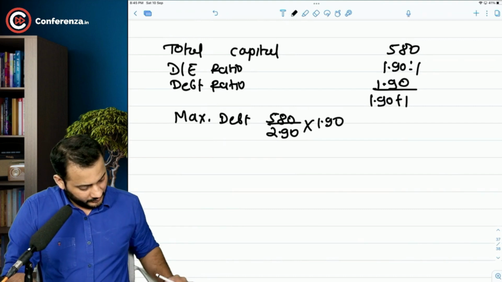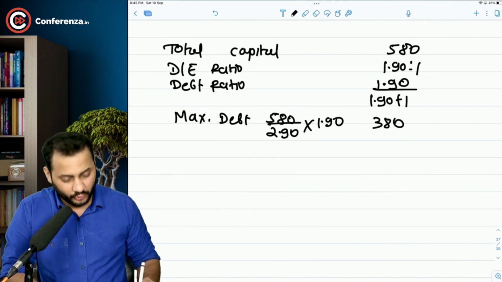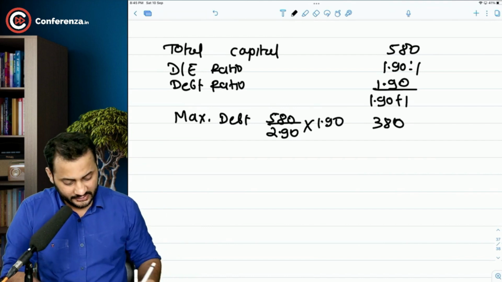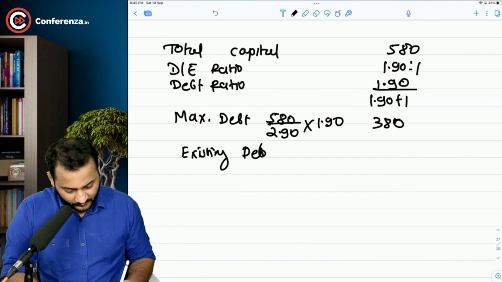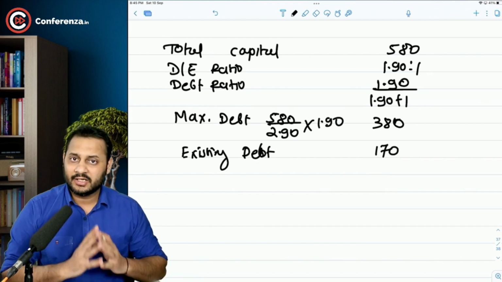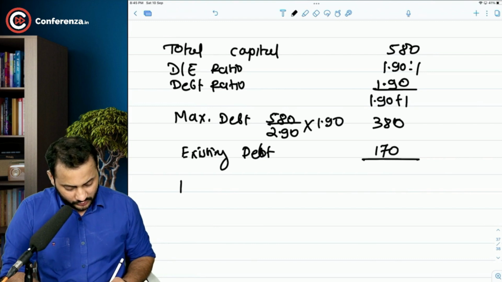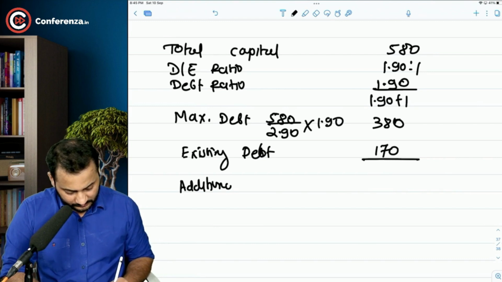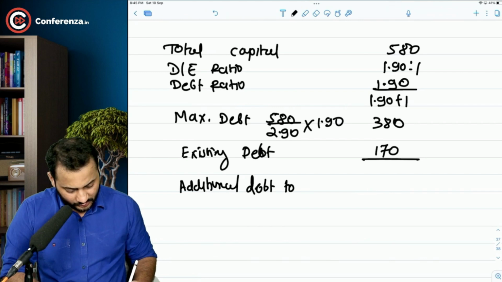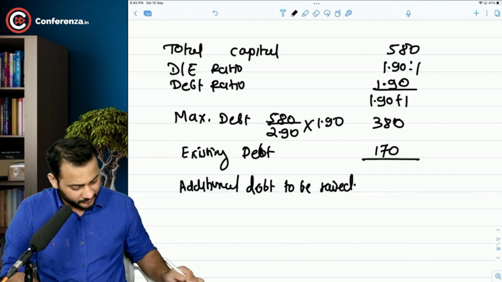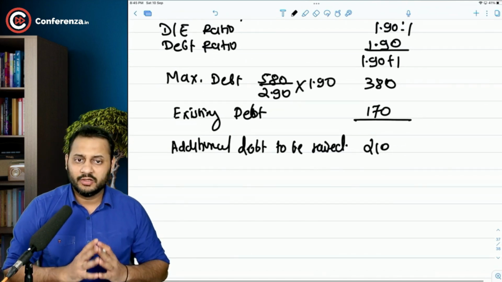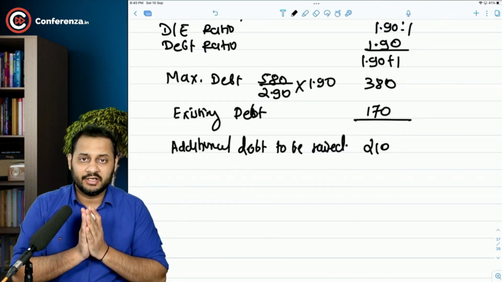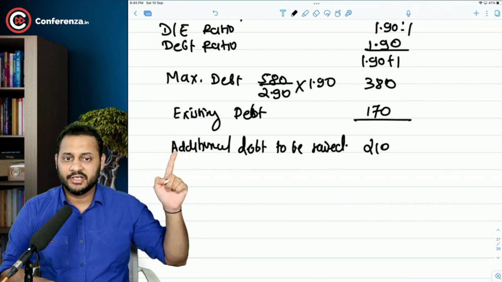So this will be 580 by 2.9 into 1.90, that's 380. Total debt that we can have maximum is 380. Now first of all, deduct the existing debt. We already have 170 in our capital. Okay, 170. So additional debt to be raised, additional we can raise this much: 380 minus 170, that's 210. That's it. In total, we will have the debt of 380 in terms of existing 170, additional 210.